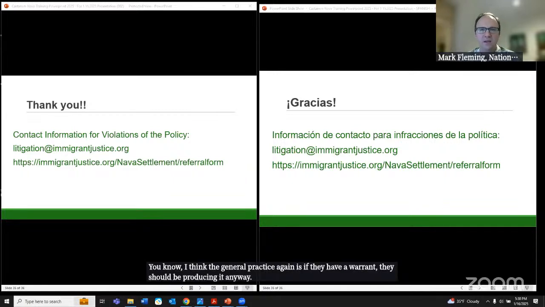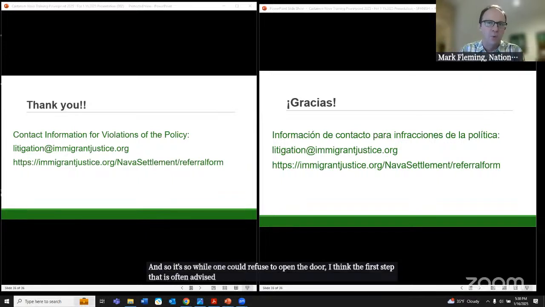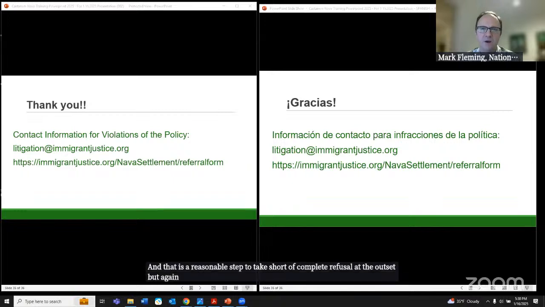And so while one could refuse to open the door, I think the first step that is often advised is to ask to see the warrant itself. And that is a reasonable step to take, short of complete refusal at the outset. But again, I think this is a personal decision, but our strong recommendation, especially in the immigration context, is not to open the door because they have no authority to enter absent a judicial warrant.